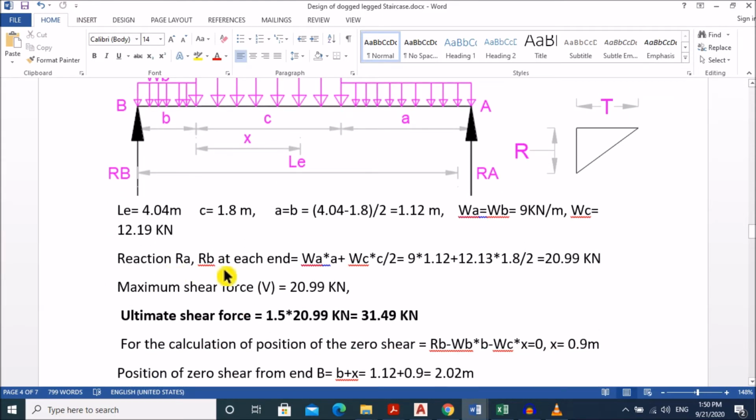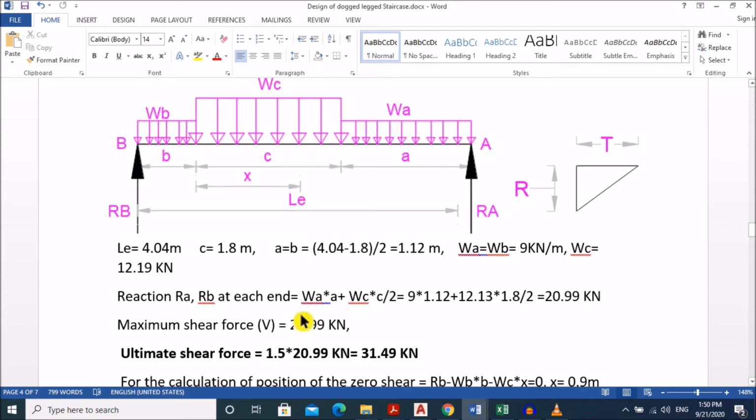Reaction RA equals RB at each end, WA into A plus WC by C, total load divided by 2, that gives 20.99 kilonewton. Okay, and the maximum shear force will be generated at the support. So maximum shear force P equals 20.99 kilonewton at the end.